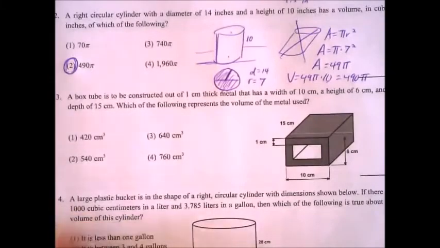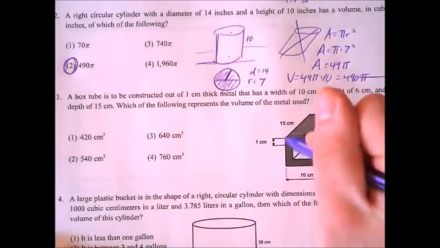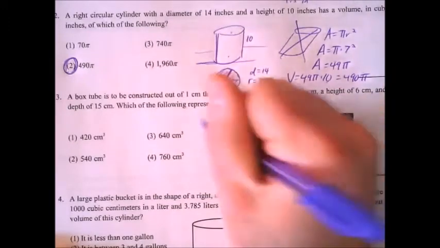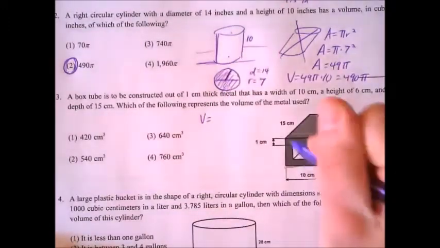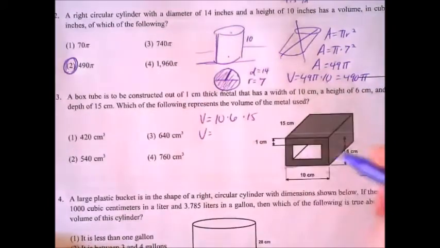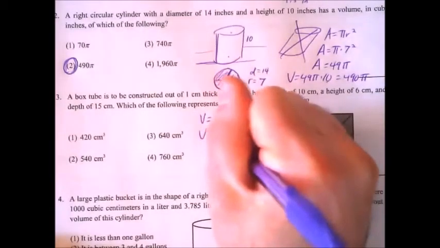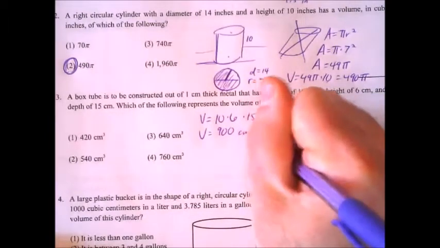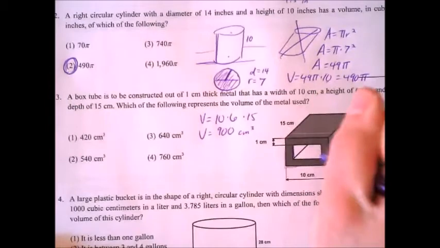Now for this next one: a box tube is to be constructed out of 1 centimeter thick metal that has a width of 10, a height of 6, and a depth of 15 centimeters. Which of the following represents the volume of the metal used? Basically this is a prism with a prism removed. First I found the volume of the whole thing as if there wasn't a hole in there. Let's call this the base, 10 times 6, times the height, which is 15. That's 60, and 60 times 15 is 900. So the whole thing without anything removed is 900 cubic centimeters.